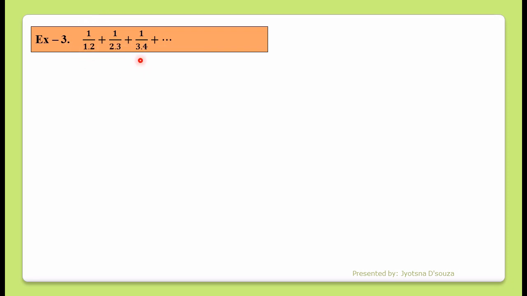When we see the series, the first term 1 by 1 into 2 is nothing but u1. 1 by 2 into 3 is u2. 1 by 3 into 4 is u3, etc. Similarly, I have to find out un. Then, together, I have to find out the sum to get Sn. Then we take the limit to see the nature of the series.